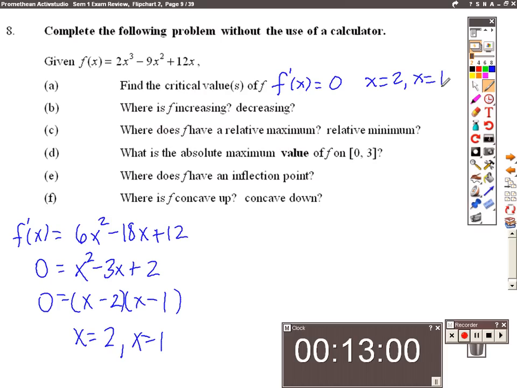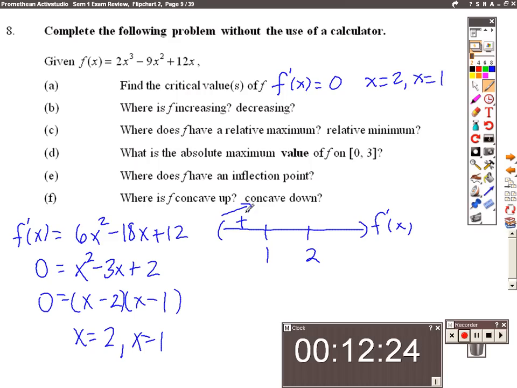B asks us to find where the original function f is increasing and decreasing, so we're going to make a first derivative number line. Remember to name your number line, and put your critical numbers on it, which divides the number line into testing regions. I'm going to choose a value out of each region. For example, to the left of 1, I'm going to choose 0, and when I substitute that into my first derivative, I get a positive 12, which tells me that the original function is increasing on that interval.